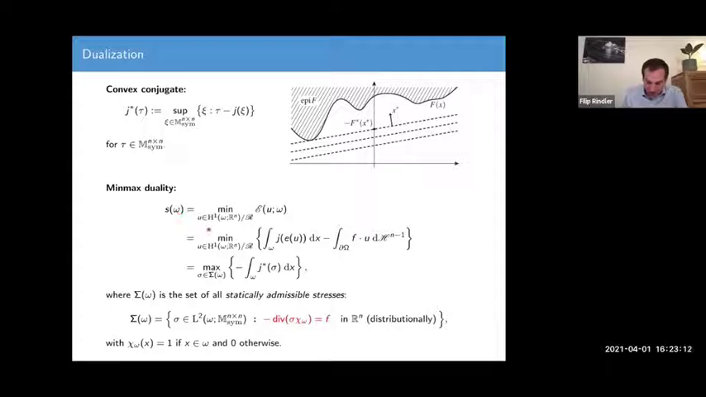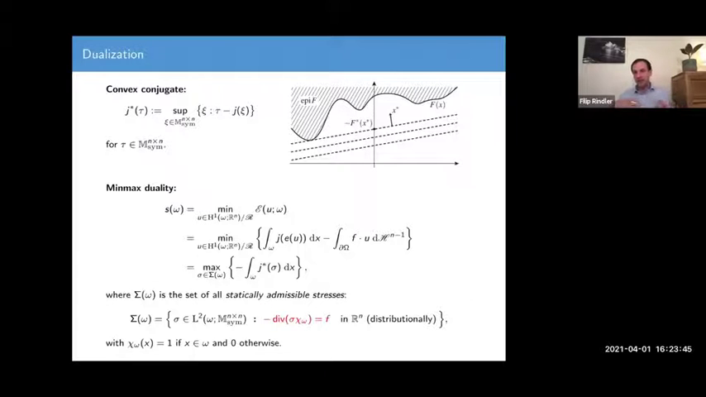So this was our stiffness. Remember, it was the minimum over E of U omega over all of those U from this space. And now I'm plugging in the definition of the energy. And this min-max theorem, which is very classical convex analysis, tells you that this minimum is equal to the maximum of minus J star. So here's the dualization. I'm going from J to J star. And now I'm taking this over all sigma, which are called statically admissible stresses.